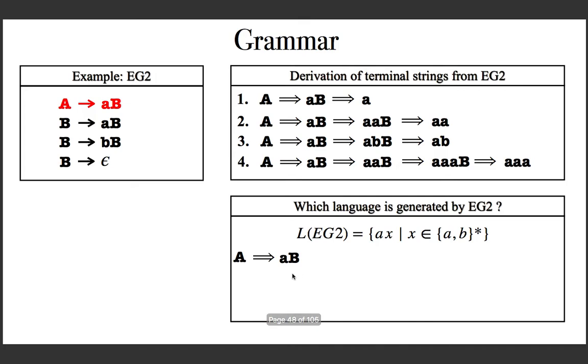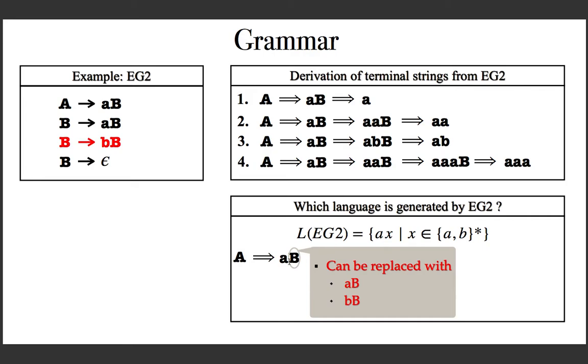You know that the only rule available for the start symbol is this one, so it must be applied and it generates the first symbol as small letter a. Now how can you replace the second symbol, that is capital B? If you apply production number 2, this capital B will be replaced with small a capital B. And if you apply production number 3, this capital B will be replaced with small b capital B. That means if you apply production number 2 or 3, this second symbol can be either a or b. The first symbol must be small letter a, the second symbol can be either a or b.